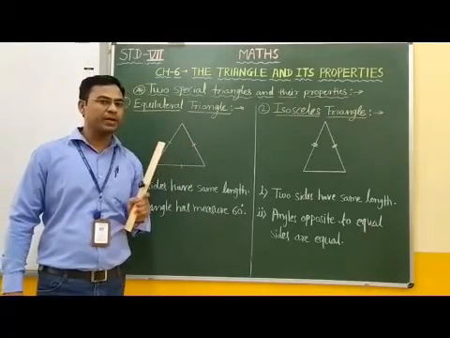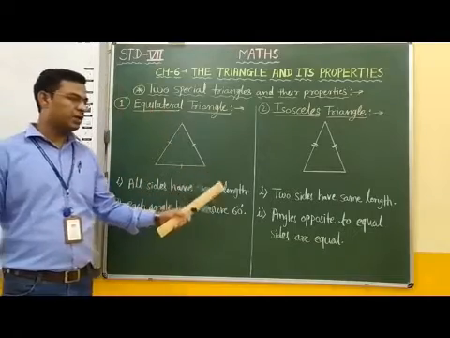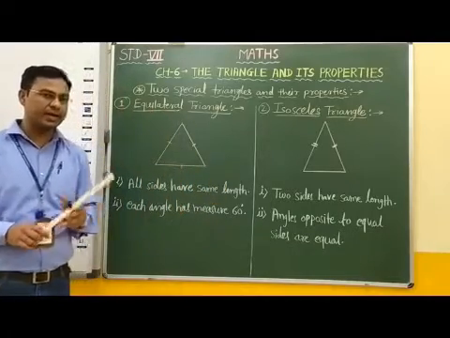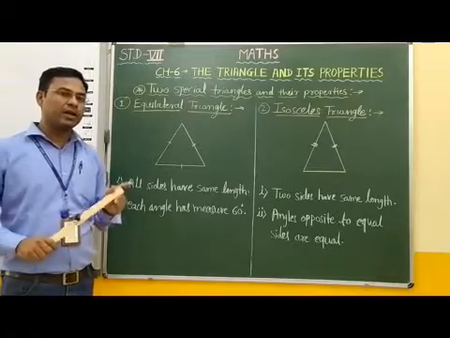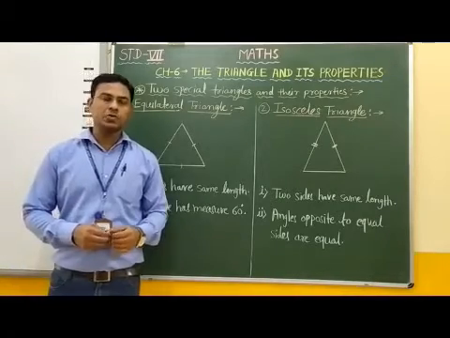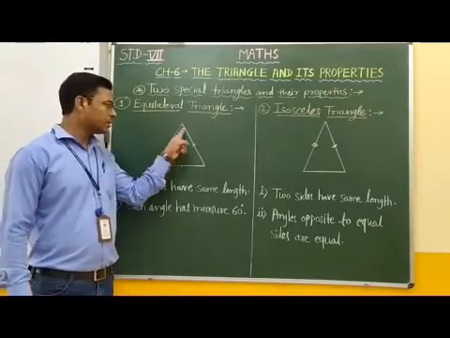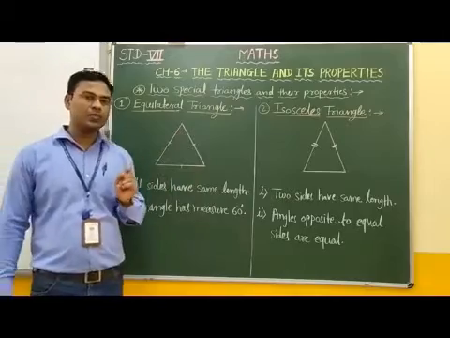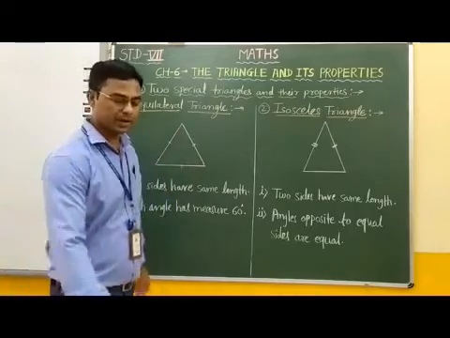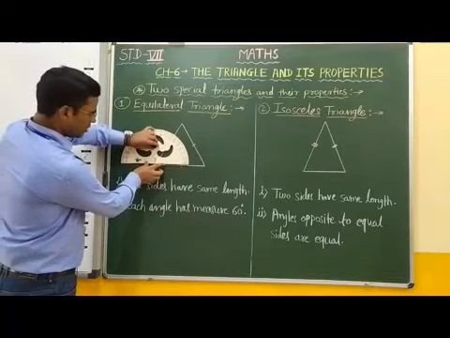And the first property of equilateral triangle is all sides have same length, or we can say that in equilateral triangle lengths of all sides are equal. Now students, we are going to measure all angles of this equilateral triangle with the help of a protractor.